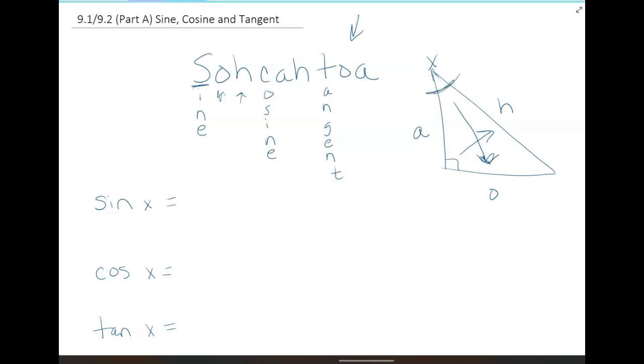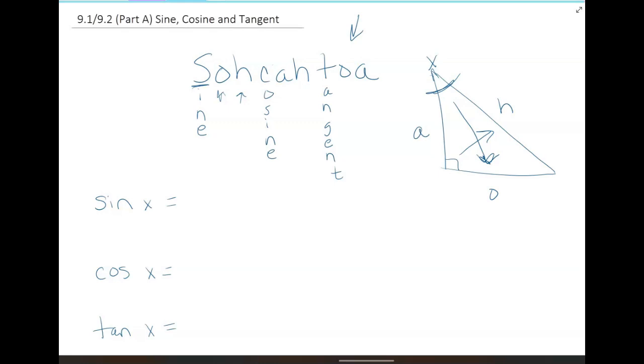Okay? So it's really important for you to first be able to identify which angle is your reference angle, and then be able to identify which side types are in relationship to that angle. So identify the opposite, the adjacent, and the hypotenuse.